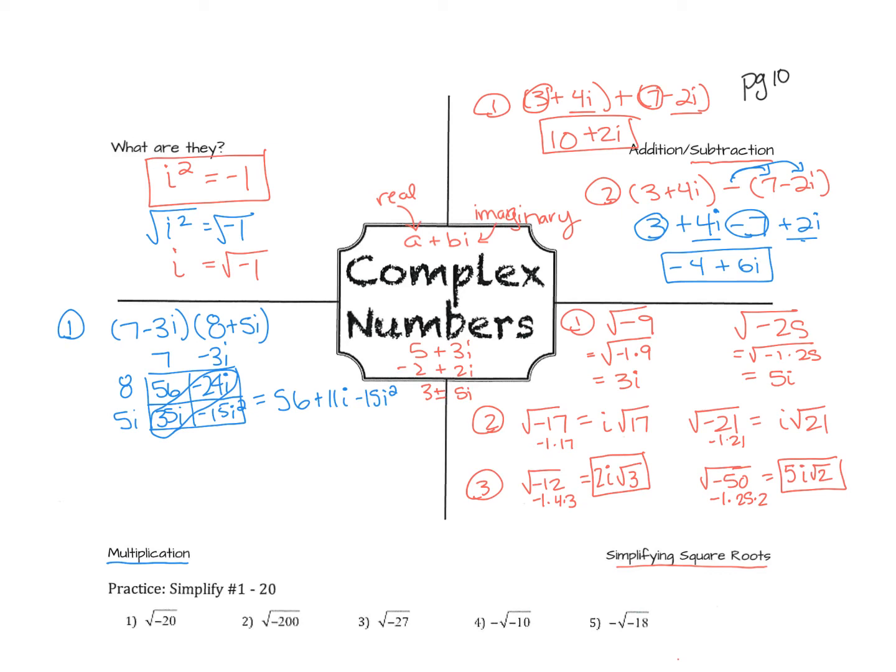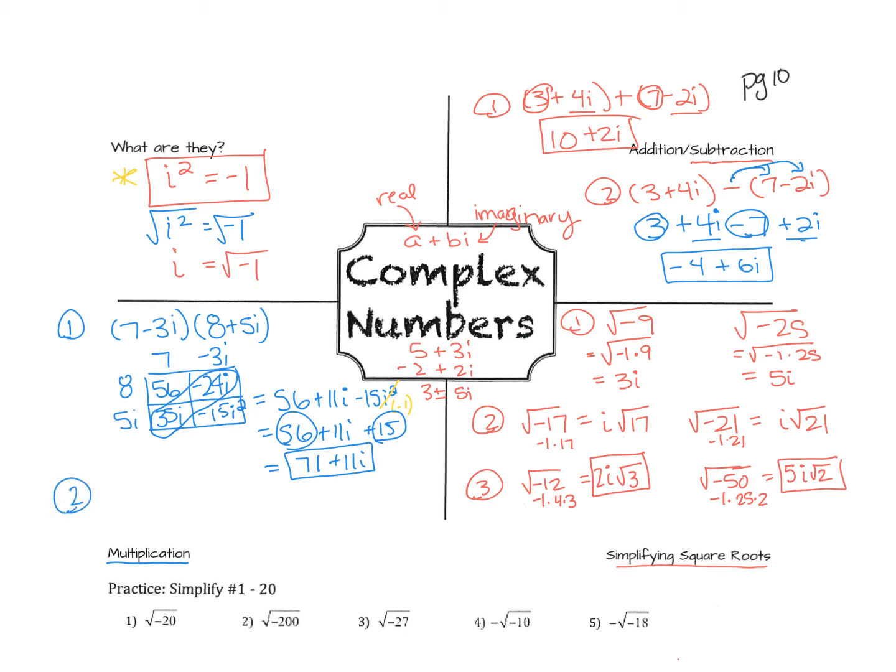Now you are not done, because we never ever write i squared as our answer. If you look back up at the top, we discussed the fact that i squared is equal to -1. So instead of -15 times i squared, this is -15 times a -1. Well, -15 times a -1 is really a positive 15. This is really 56 plus 11i plus 15. Let's add my like terms, and I get 71 plus 11i. 71 being my real part, 11i being my imaginary part.